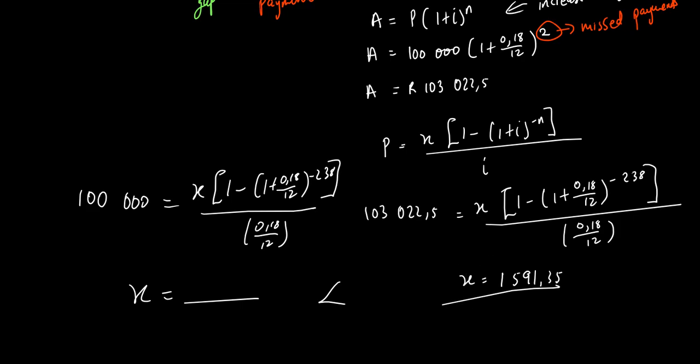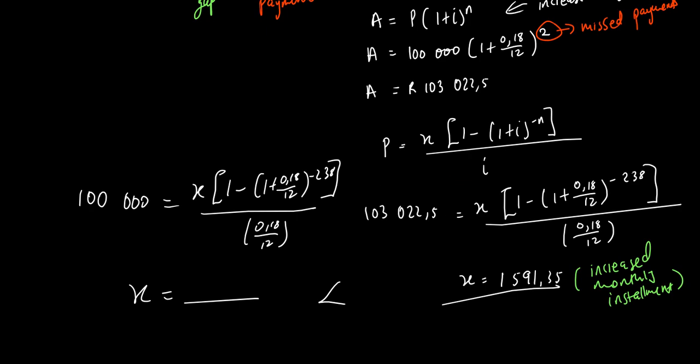So these are called increased monthly installments. Increased monthly installments. And why do we call them increased monthly installments? Because you could have been paying less if the loan had not increased.